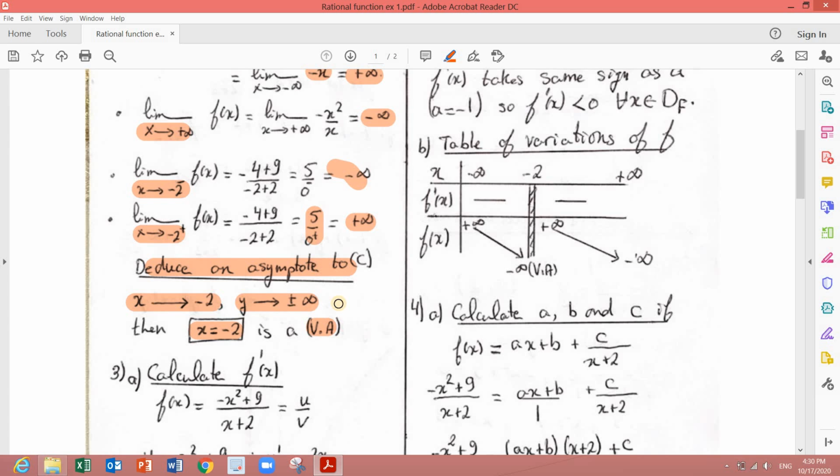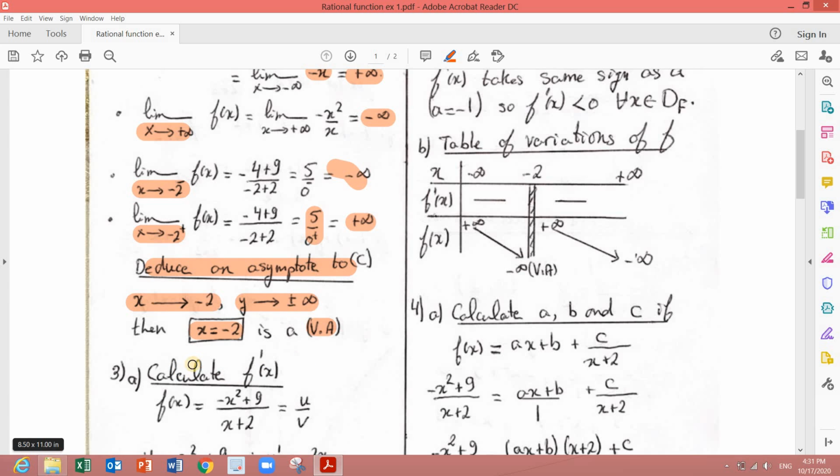So from the above limits, since x tends to minus 2, y tends to plus infinity, then x equals minus 2 is a vertical asymptote. Here x is a number while y is infinity. So we say x equals minus 2 is a vertical asymptote.